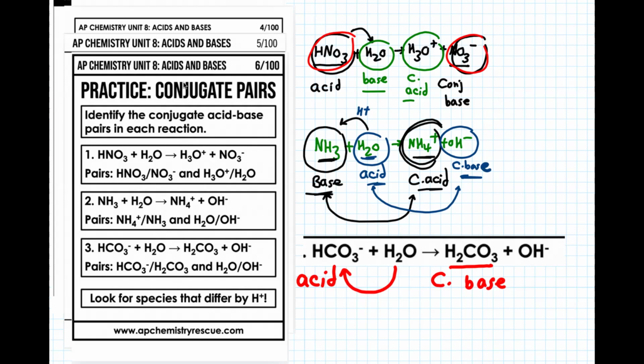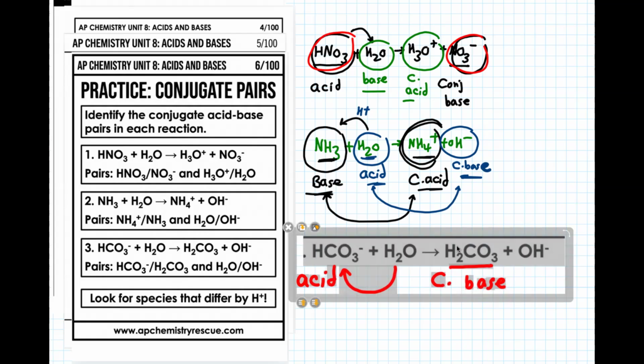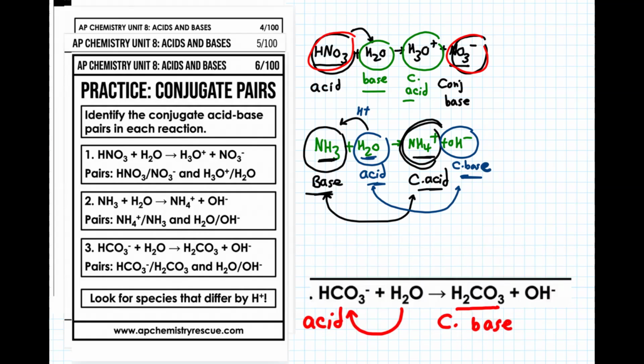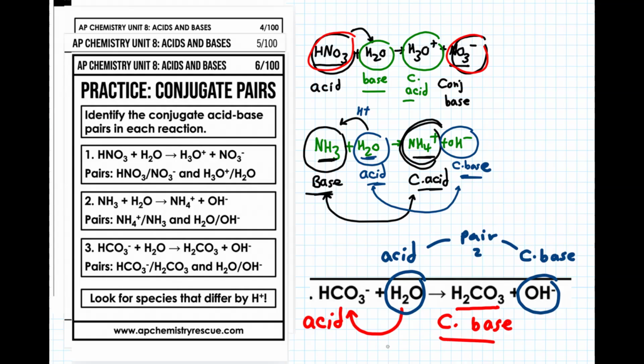The second pair, the H2O donates a proton. So the H2O itself is an acid. It donated a proton. And what's left over from the acid? The OH minus. So this is a conjugate base. This is a second pair, so this is pair number 2. And this is pair number 1. This one and this one, pair number 1.